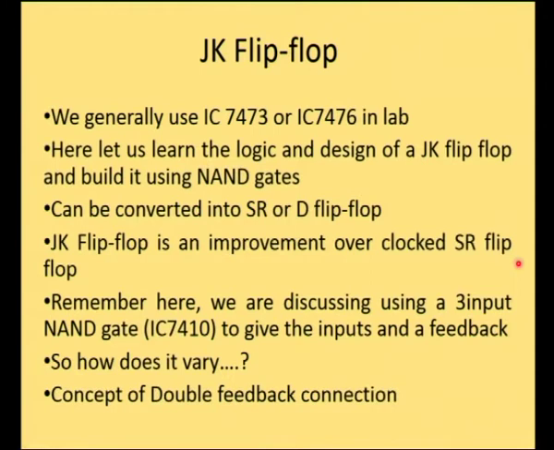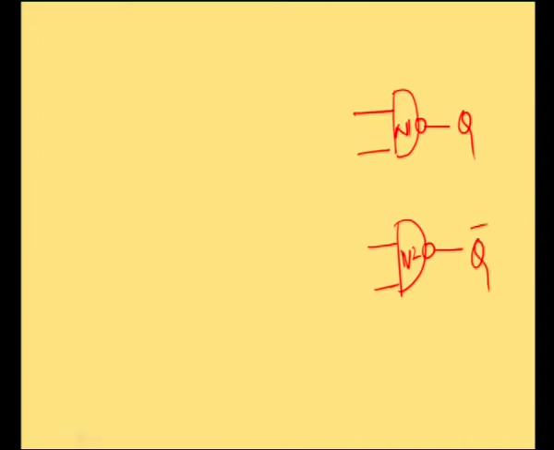Shall we try to learn the logic, the truth table and the working of the JK flip-flop? Remember one thing, that in this video we are going to discuss the JK flip-flop design using a 3-input NAND gate. Let us see how a JK flip-flop can be brought from a clocked SR flip-flop. Let us start with the NAND latch. You have N1 and N2, the 2-input NAND gates, and the outputs we call Q and Q bar.